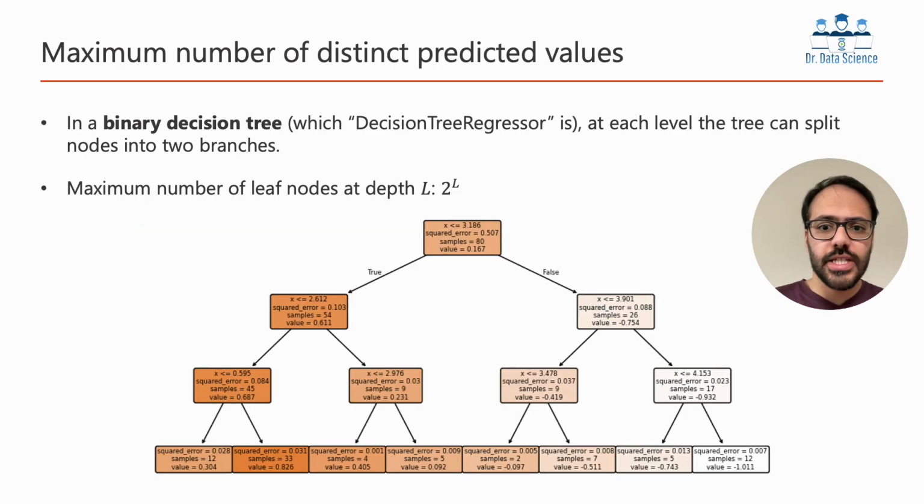So the last thing I want to discuss here, something that you don't find in many textbooks, is how many possible predicted values we have when we set the max depth to a number. In a binary decision tree, which is the default when you use decision tree regressor in scikit-learn, at each level, the tree can split nodes into two branches, right? So you can see that we get two branches, etc. This means that when we are at level 1, the total possibilities is 2 to the power of 1. Then level 2 is 2 to the power of 2. And when we get to the last level, which is level 3, it is 2 to the power of 3, which is 8.